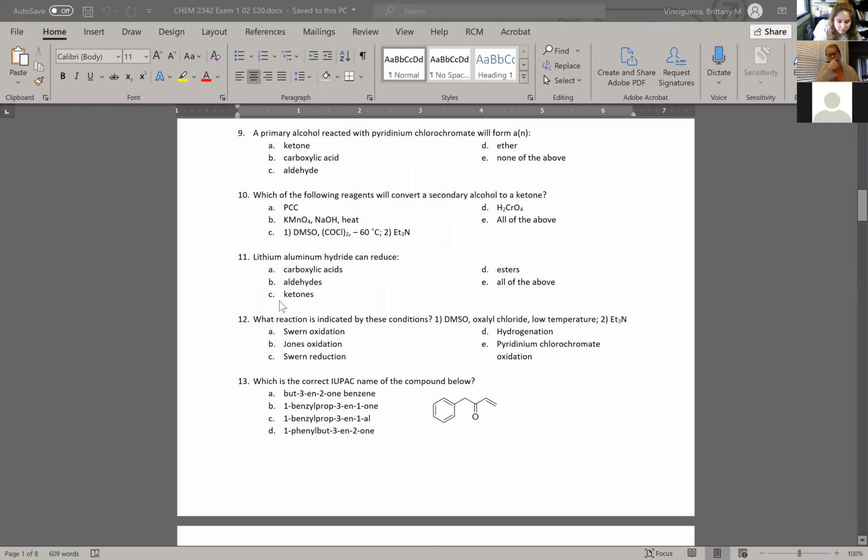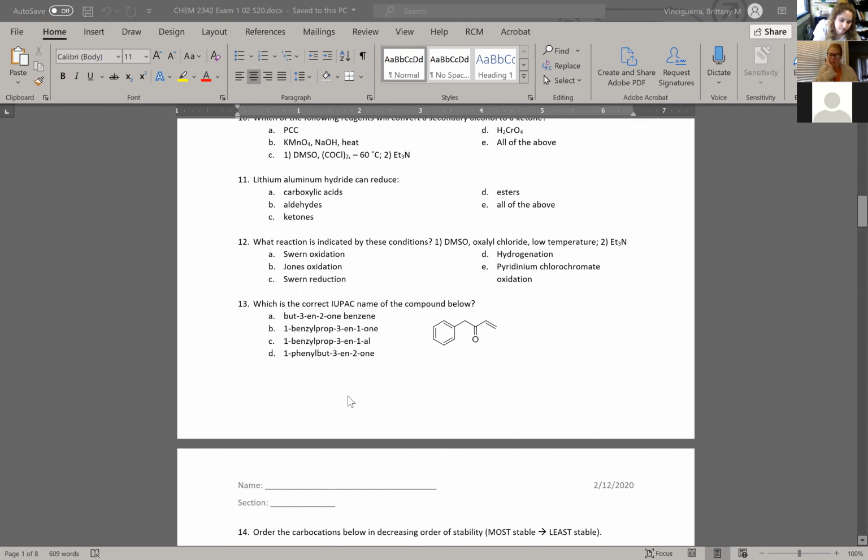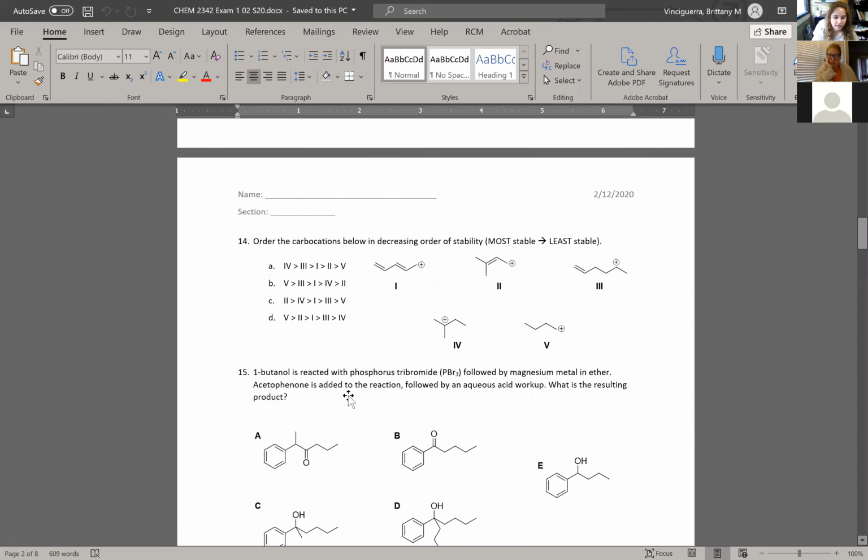Okay, so anyway, more conceptual questions, identifying names. This is a really common type of question. You've seen this in your homework. You'll see questions like this on the exam.